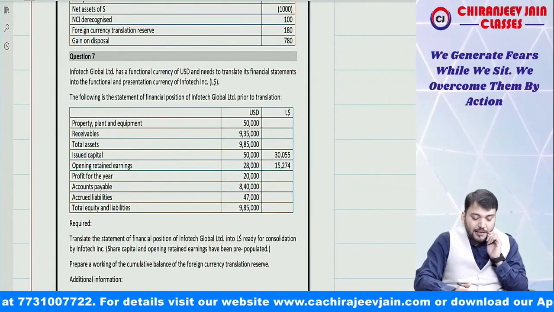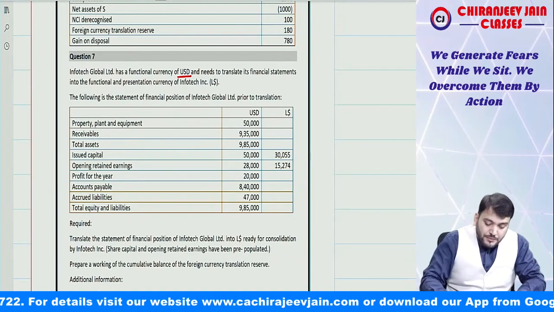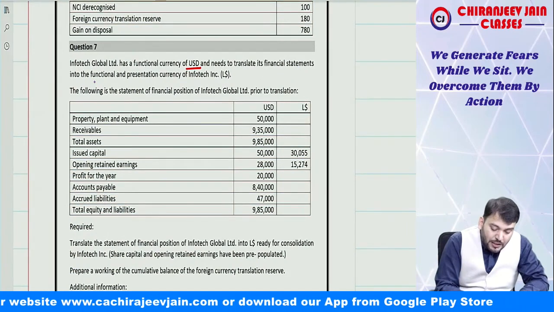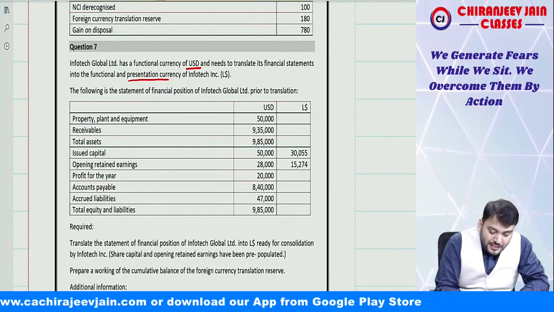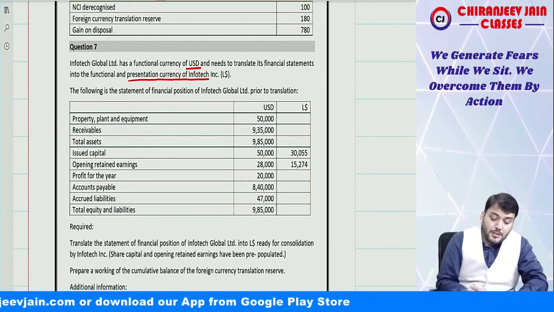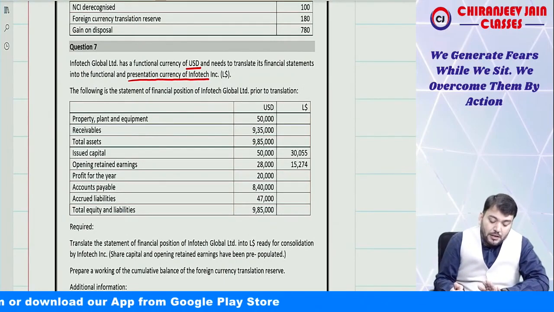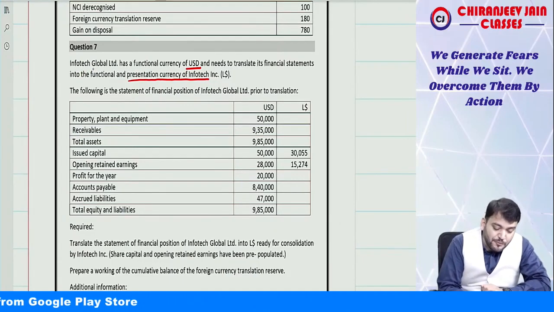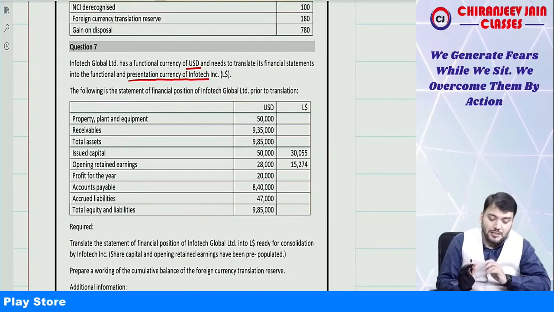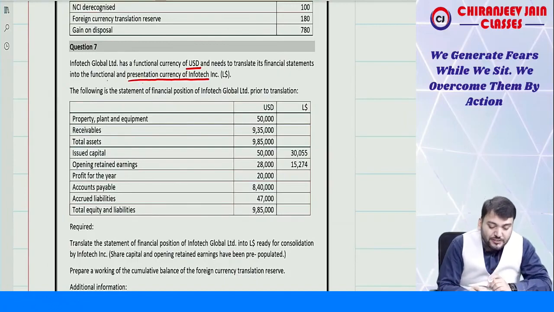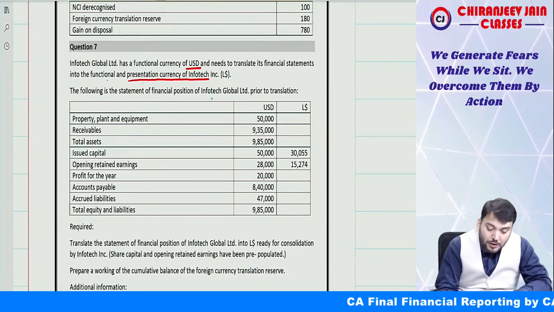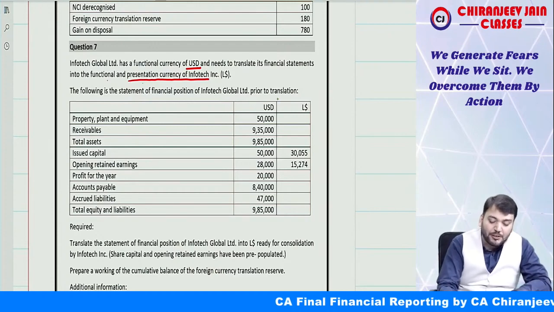Infotech Global Limited has a functional currency of US dollar and needs to translate its financial statement into the presentation currency of Infotech Limited. Infotech Incorporation is the parent of Infotech Global Limited. Correct? Understood. The functional and presentation currency of the parent is the same. The following is the statement of financial position of Infotech Global Limited prior to the translation.